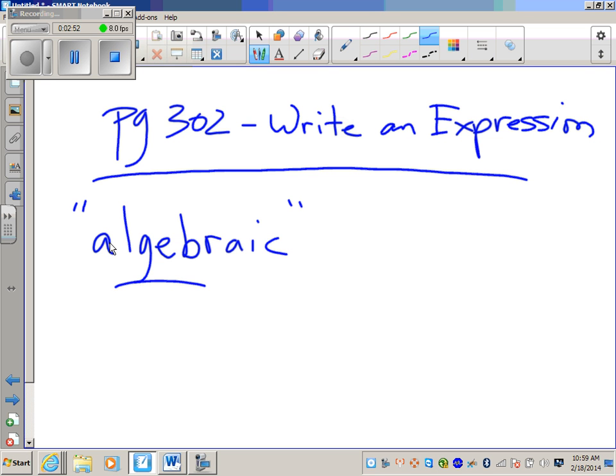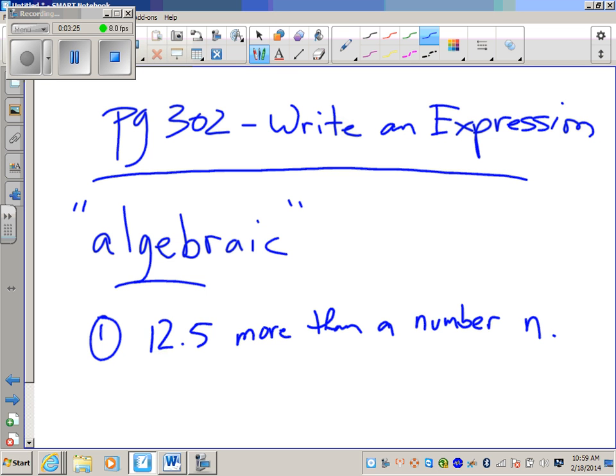Okay? So, if we take a look at guided practice number 1, on the bottom of 302, it says, write an algebraic expression for each phrase, then evaluate given that n is equal to 5. Well, we got to figure out, first of all, what it is that we're trying to do before we can plug in 5 in the place of n. So it says 12.5 more than a number n. So I'm just going to write that up here. Okay, so that's the same phrase that you have in your book.